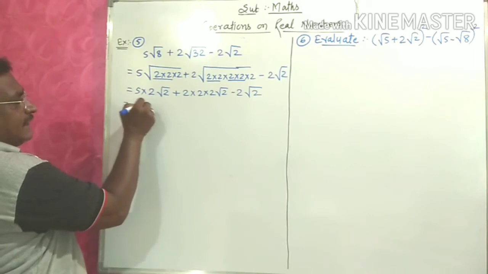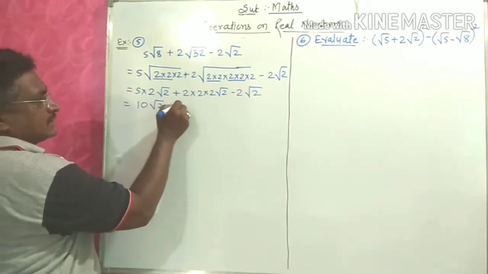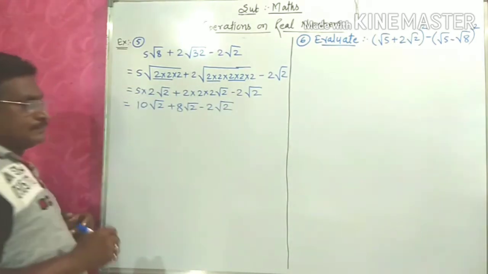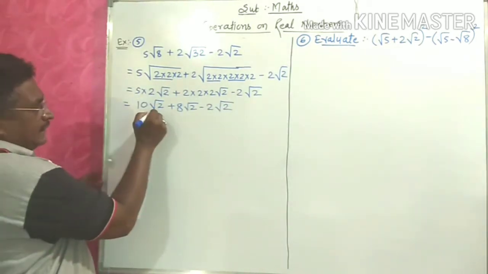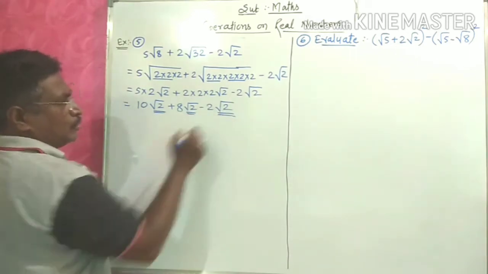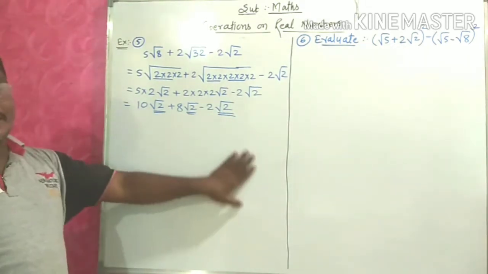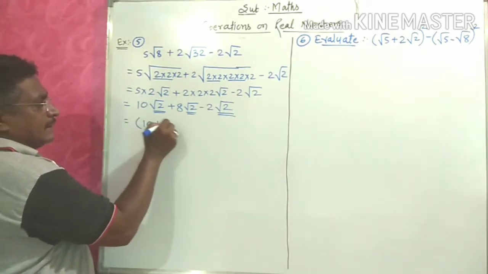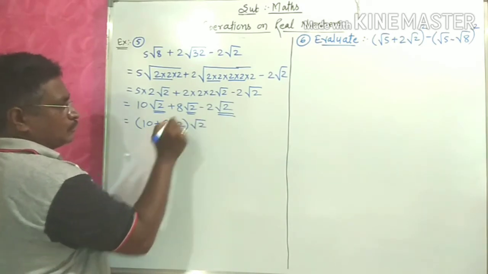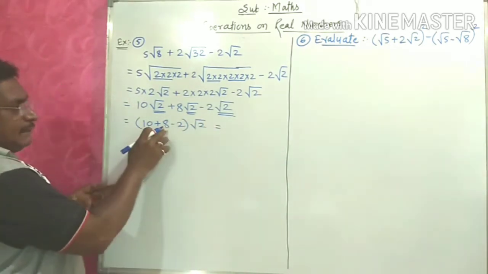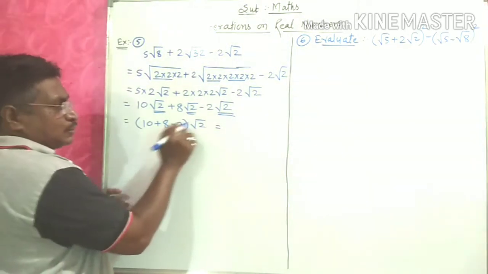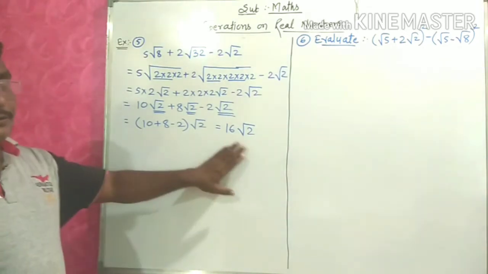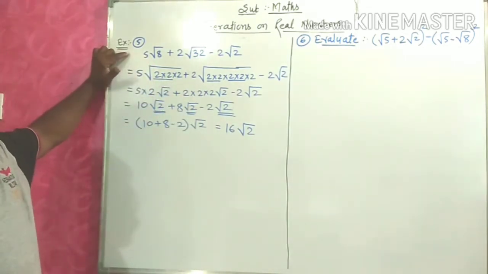Now here what do we get? 10 root 2 plus 8 root 2 minus 2 root 2. So now here root 2, root 2, root 2 is there, which means all these are like terms. So what has to be done? 10 plus 8 minus 2, root 2. So what will be the answer? 10 plus 8, 18. 18 minus 2, 16 root 2. So 16 root 2 is the answer of this.